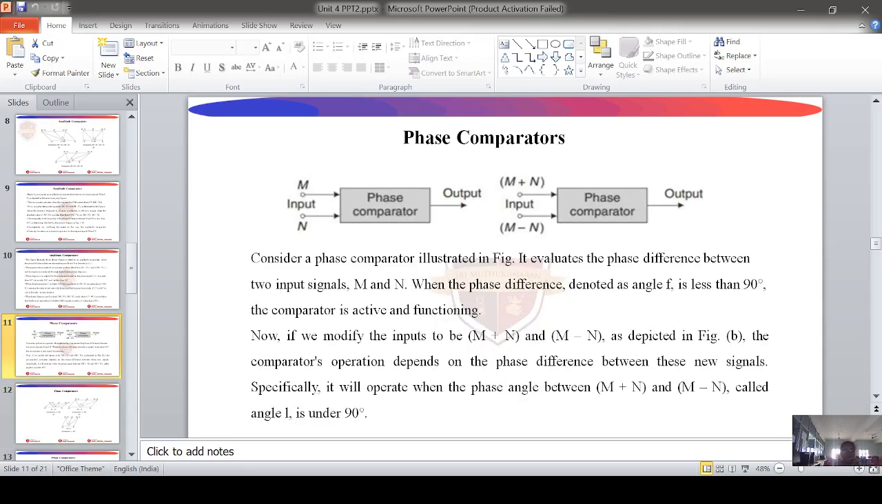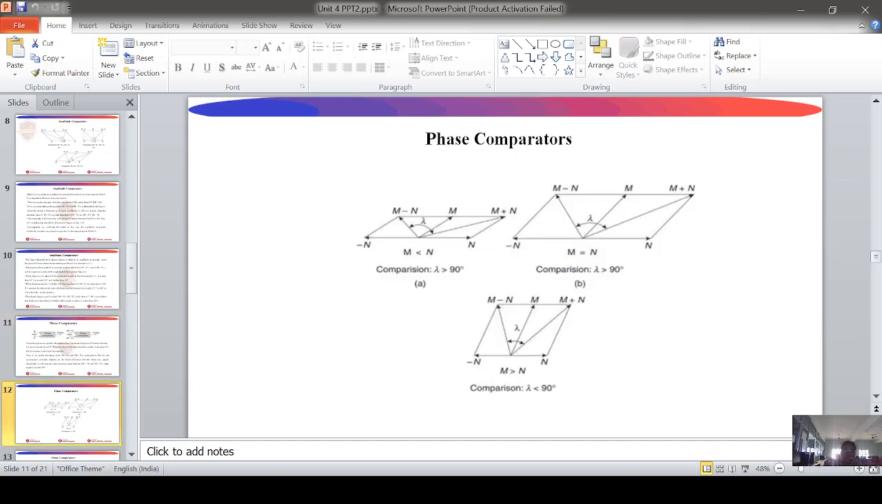Phase comparators check the phase difference between the two signals. It operates when the angle is less than 90 degrees. Modified inputs M plus N and M minus N can also be used. It helps in detecting direction of faults.